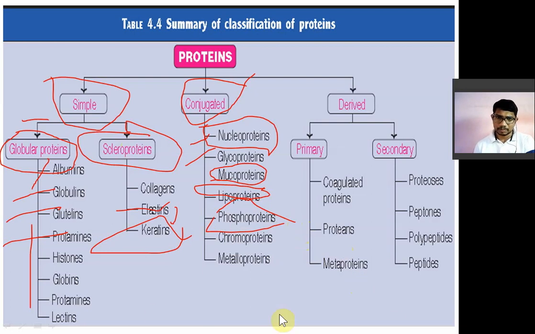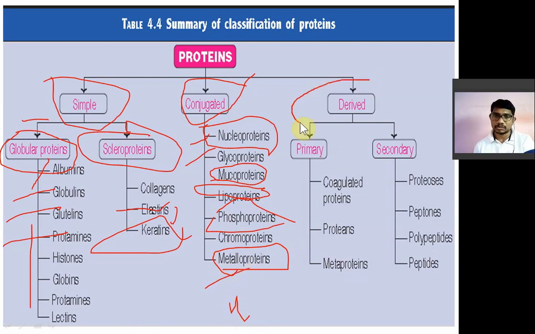Hemoprotein, metalloprotein. Metalloprotein means the protein will be in combination with metals. For example, hemoglobin. What is in hemoglobin? Cobalt. Hemoglobin is a metalloprotein.